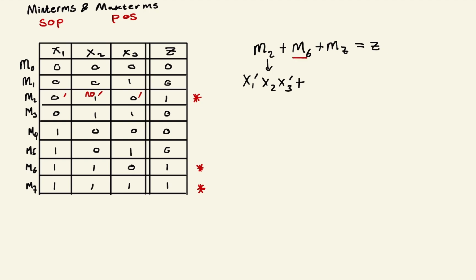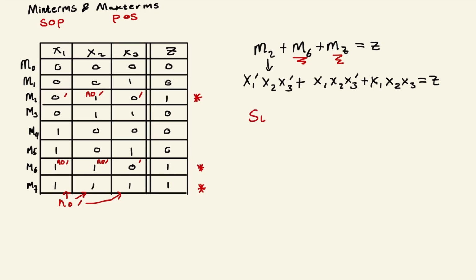Now let's take a look at the seventh row, and let's take a look at M6. We have that x1 does not have a prime. We have that x2 also does not have a prime, and we have that x3 has a prime because it's a 0. So we get x1 times x2 times x3 prime. And keep in mind, these are still the binary representation of these numbers. Now let's take a look at the M7 minterm, which is in line 8. For this particular minterm, x1, x2, and x3 are all 1s, which means none of them have primes. So in our algebraic representation, we're going to want to write x1 times x2 times x3, and we're going to set all of that equal to z.